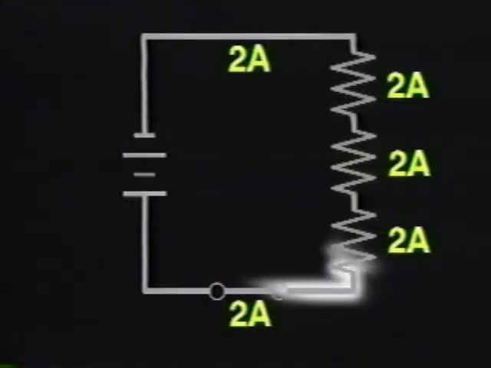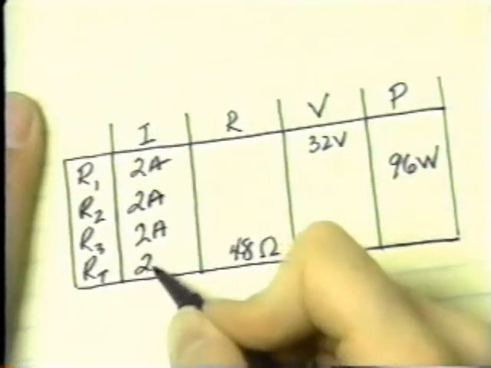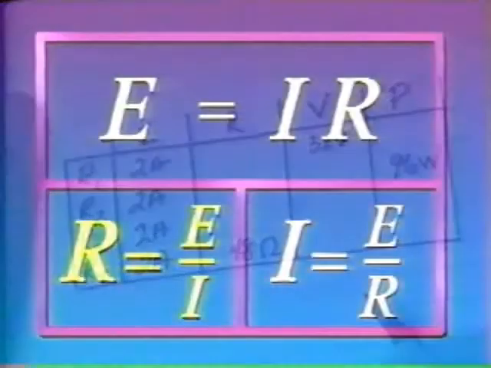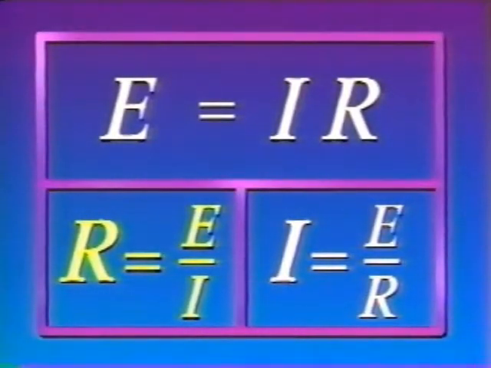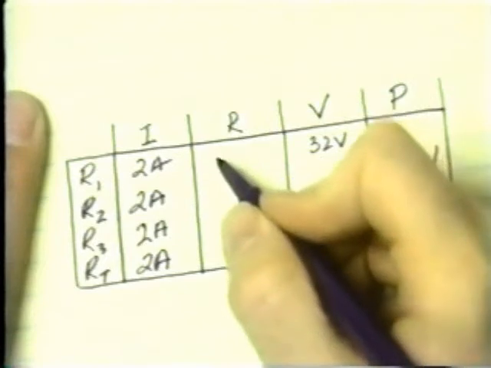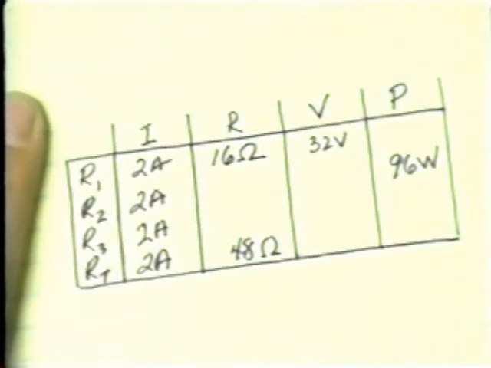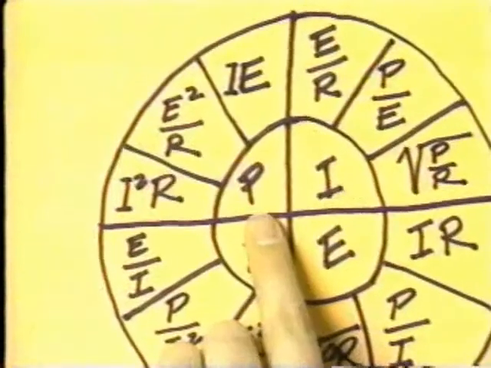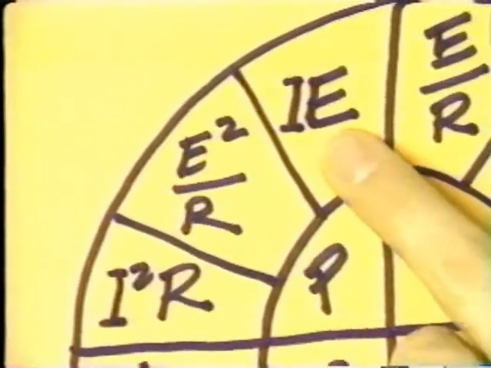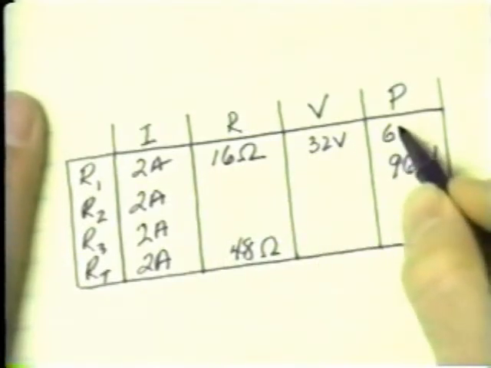Insert these values on the chart. Because current is the same in all parts of a series circuit, you can fill in all of the current values on the chart with 2 amps. From Ohm's law, you know that R equals E divided by I, so you can solve for R1 by dividing 32 volts by 2 amps to get 16 ohms. Don't forget that E and V are interchangeable. You now have enough information to solve for power 1. Let's choose the simplest formula from the equation wheel. P equals I times E. 2 amps times 32 volts equals 64 watts.